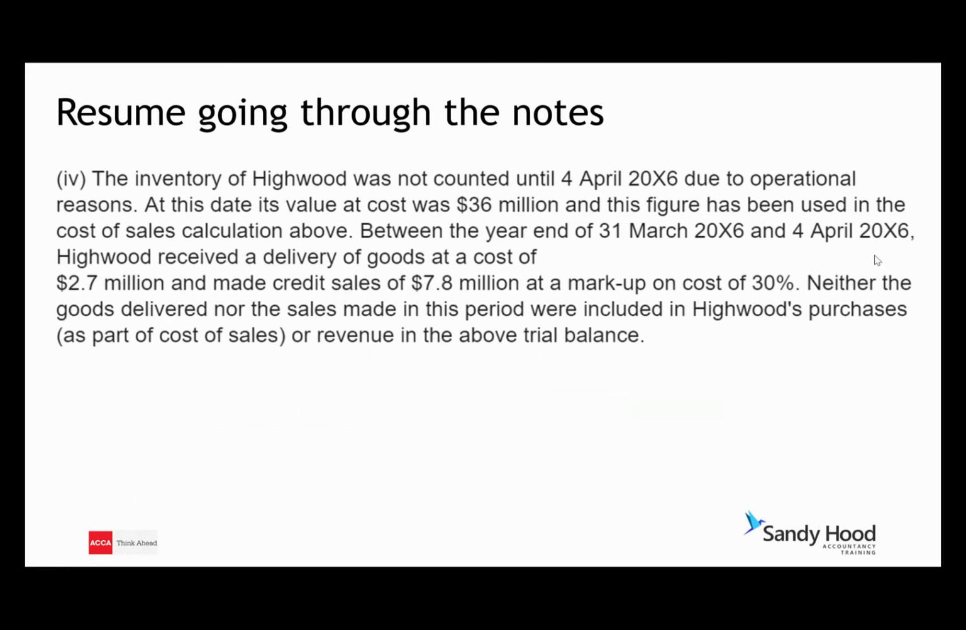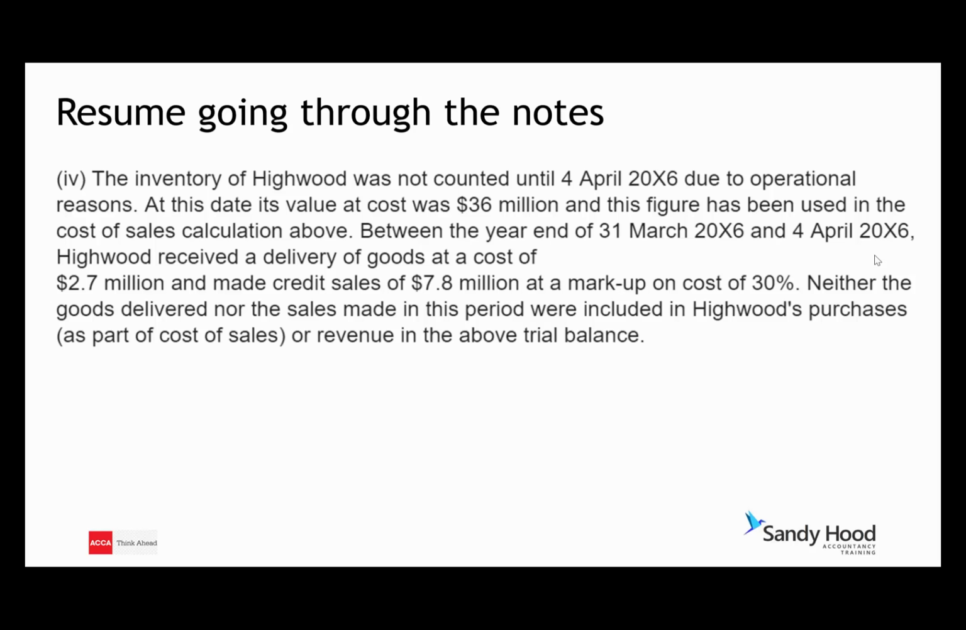Next one, the inventory. Interesting one, this one. Inventory was not counted until the 4th of April. There were some operational reasons. At the date of its value, cost was 36 million. Well, that's helped us a little bit. Sure enough, it says 36 million in the trial balance, but it's reminding us that this figure has been used in the cost of sales calculation above.